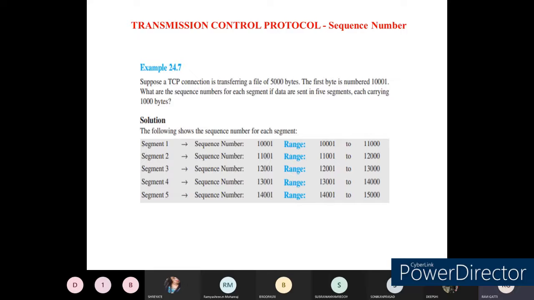For the sequence number, segment 1 gets 1001, segment 2 gets 1101, segment 3 gets 12001, segment 4 gets 13001, and segment 5 gets 14001. This is how we make use of the sequence number when we want to fragment the data into smaller packet sizes. If you want to transmit, we use this sequence number for the data transmission.